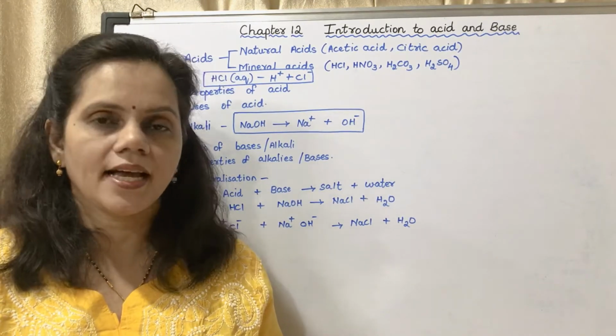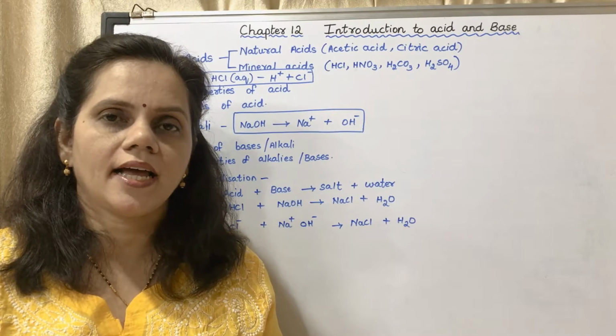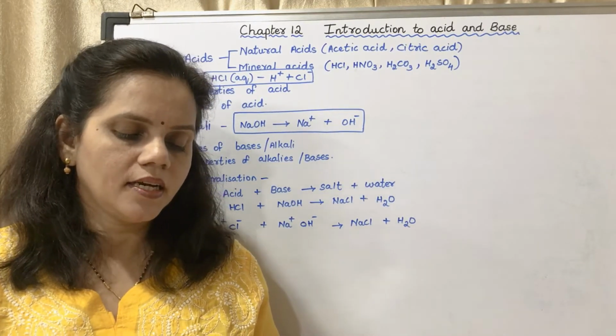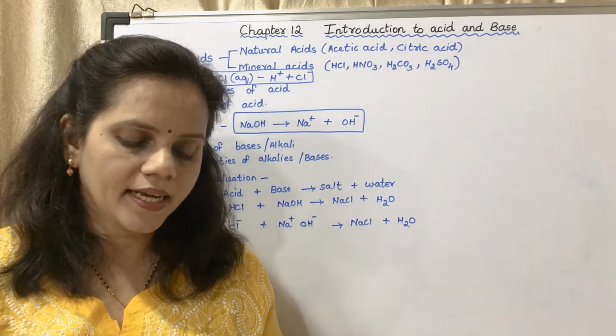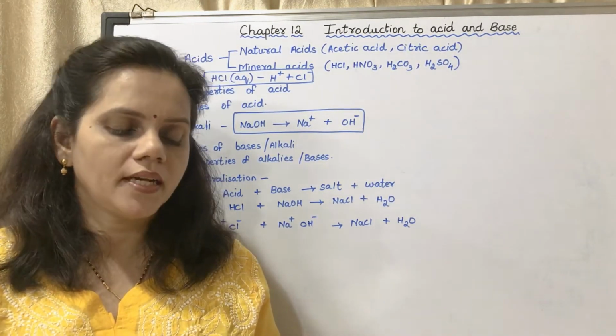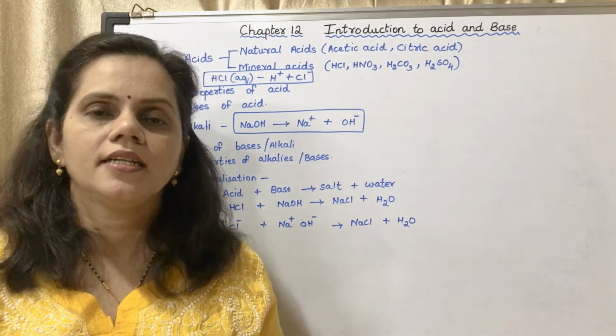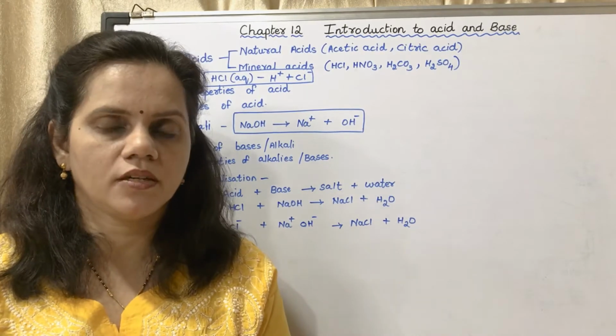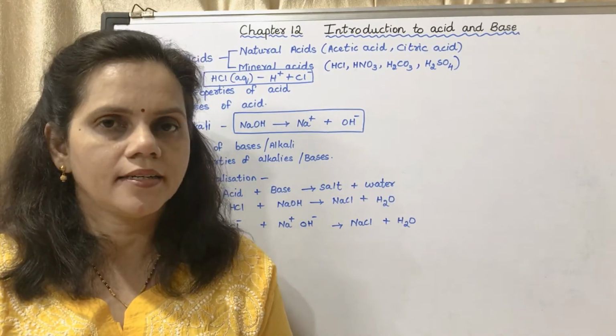Vinegar has acetic acid. Orange has citric acid. Tamarind has tartaric acid. Tomato has oxalic acid. Curd has lactic acid. And lemon has citric acid. This could be asked as a match the following question or an objective question. You may mark and study.